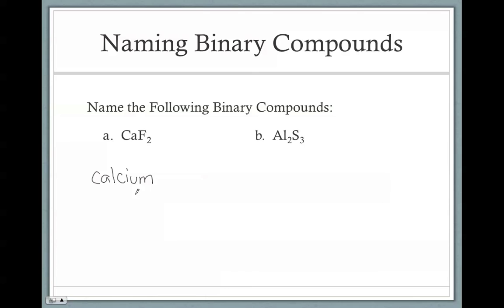Now calcium only has one positive charge, that's why we're able to follow this system. It can only be +2. So we write calcium, and then instead of fluorine, we're going to write fluoride. Okay, so we have IDE at the end.